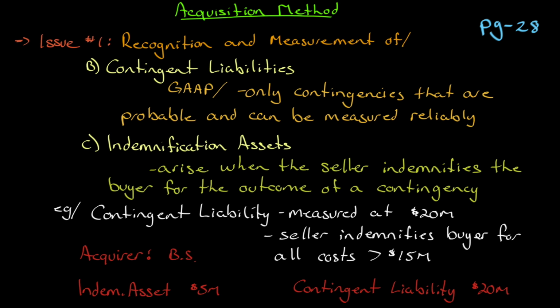C, indemnification assets. This is a new word, and it's not that difficult to figure out, but the explanation in the textbook makes it sound much more difficult than it really is.